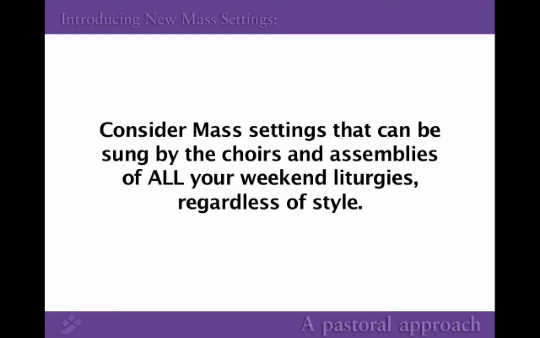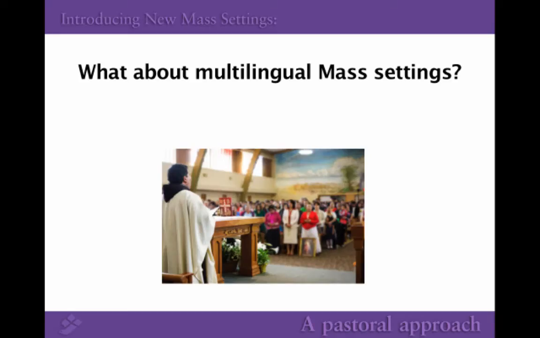Here's something to consider. Consider mass settings that can be sung by the choirs and assemblies of all your weekend liturgies, regardless of style. You know, I'm always amused to look at the marquee in front of any Catholic church, and you see a whole list of different times for mass. 6:30 mass, no music. 8 o'clock mass, children's choir, 10 o'clock mass, family choir, 12 o'clock mass, Spanish choir, 2 o'clock mass, Korean choir, and never shall the twain meet. I like to suggest that if you want to unify all the different communities of your parish, sing one mass setting throughout. Teach all the choirs the same mass setting and stay with that season as a way to unite the different communities in the parish.